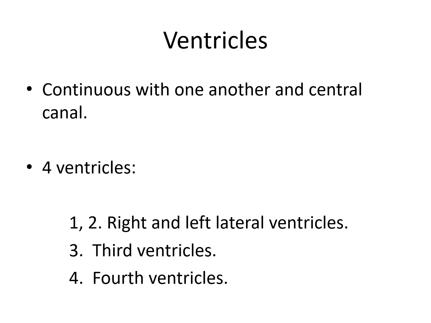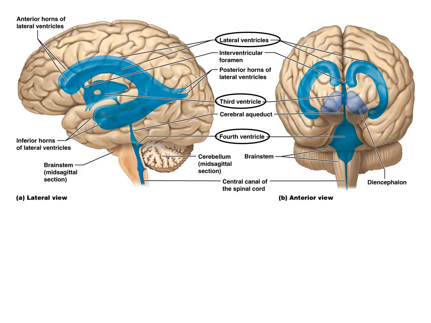There are 4 ventricles. The first 2 are the right and left lateral ventricles. There's a 3rd ventricle, and there's a 4th ventricle. And this figure shows all 4 ventricles. So in this lateral view, we see the right and left lateral ventricles. We see the 3rd ventricle, and then we see the 4th ventricle. Okay, in this anterior view, we see the lateral ventricles. Here's the 3rd ventricle, and here's the 4th ventricle.